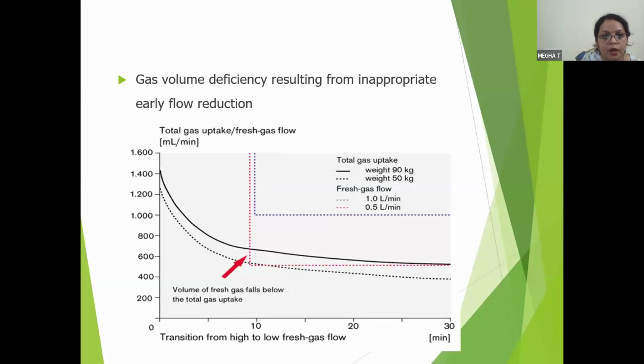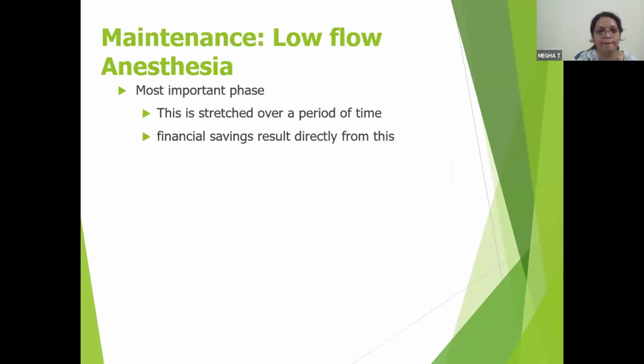Same thing I said: you can see that this is the 90 kg patient, whereas the dotted one is a 50 kg patient. The red line is 1 liter per minute and 0.5 liters per minute, and the dotted blue line is 1 liter per minute. After 10 minutes, when it's decreased to 1 liter per minute, there's no problem. But immediately after 10 minutes, if it's decreased to 0.5 liters per minute, then the volume of fresh gas flow falls below the total gas uptake, causing gas volume deficiency.